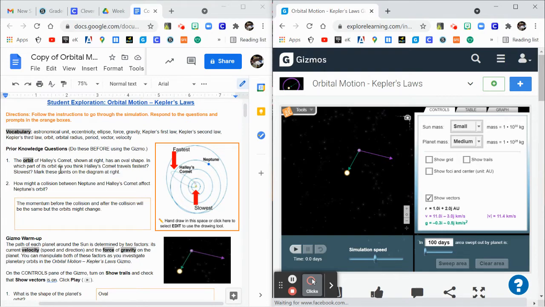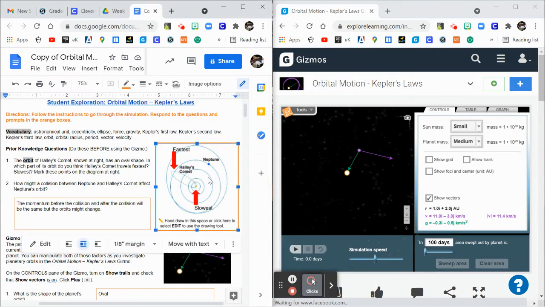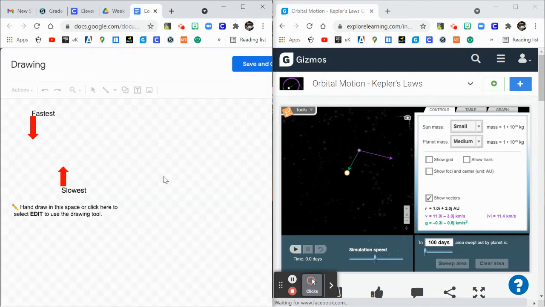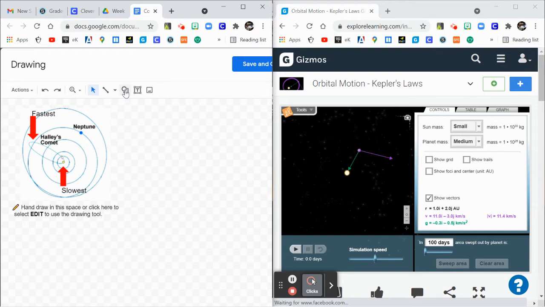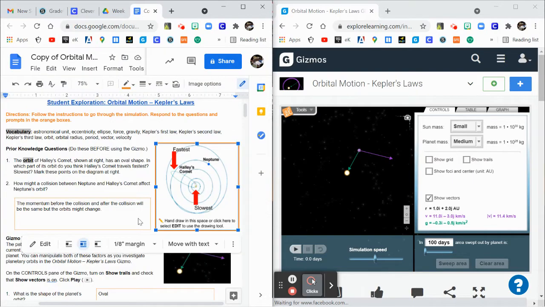Just to remind you, the orbit of Halley's Comet, shown at right, has an oval shape. In which part of its orbit do you think Halley's Comet travels the fastest? You click on the picture, then you click edit, and you can add arrows. That's pretty much what I did. Then you click on save once you make your predictions.